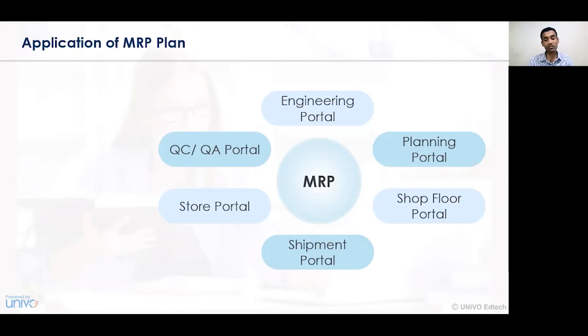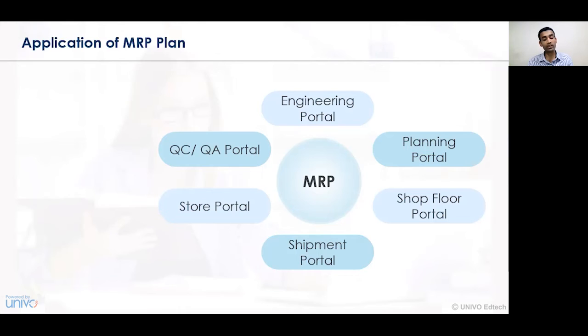For the shop floor activities also, MRP, that is material requirement planning, or material resource planning, can be implemented. Shipment portal, that is when the goods are moving from one department to another, from the finished store, that is inventory, or the store department, for the final product or the finished goods that are ready and have been shipped for delivery to the customers. So for the shipment portal also.